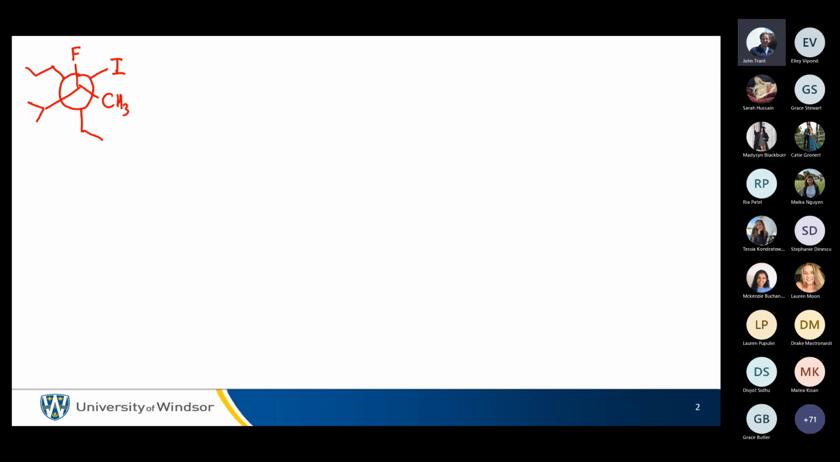The first part of that question you should ask yourself is, is it already in the most stable Newman projection? So I guess, is it in the most stable Newman projection? The lowest energy Newman projection?